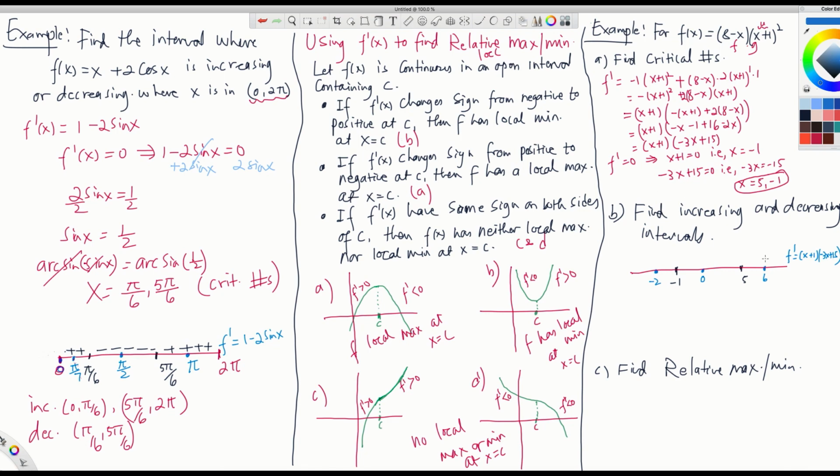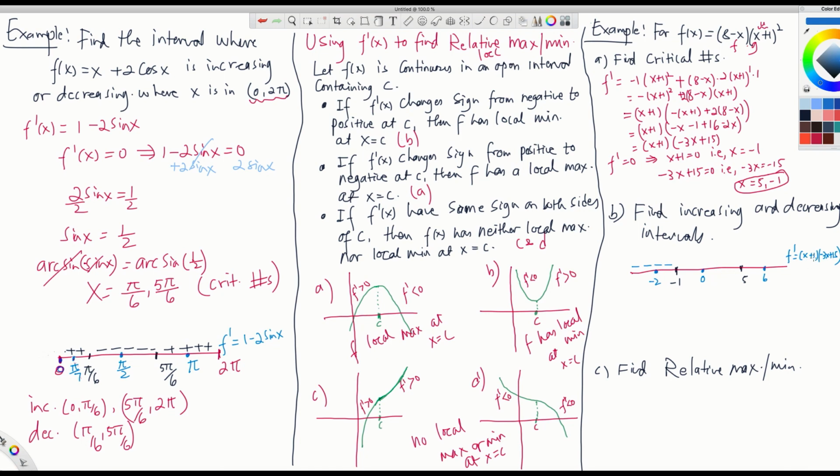What do you get? If you plug in negative 2 here, negative 2 plus 1 is negative 1, right? Times negative 3 times negative 2 is positive 6, plus 15 is 21, times negative 1. That's what you will get. So it will be negative. When you use negative 2, you will get a negative sign. So it is decreasing here, right? Let's plug in 0.